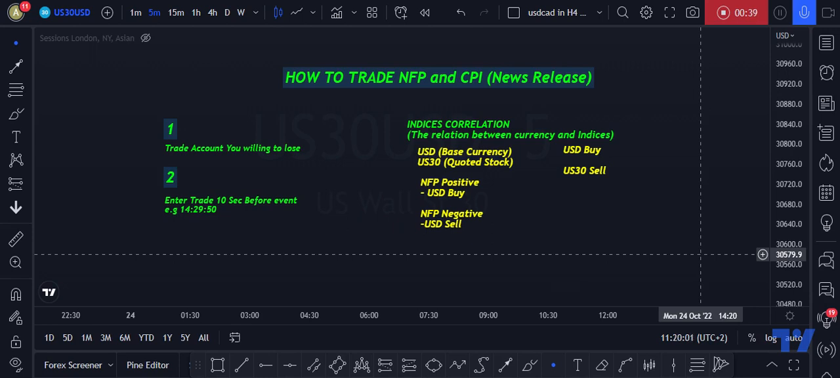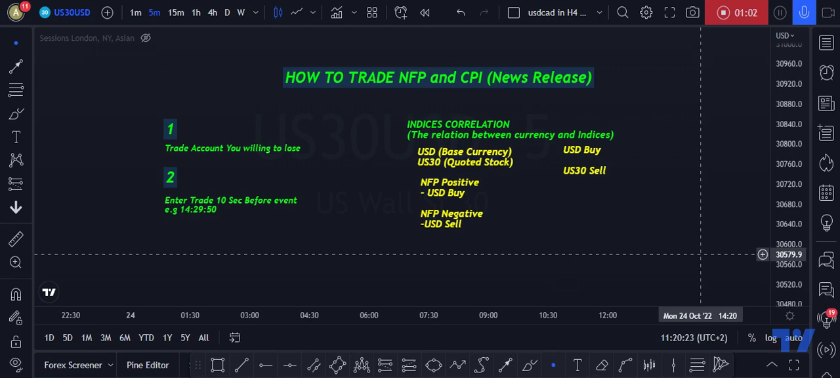Okay, so I'm not going to waste time. I just want you to understand what you need before you trade the news release and the indices correlation, like the relationship between currency and the indices. So first, the step that you need is to trade an account that you are willing to lose.